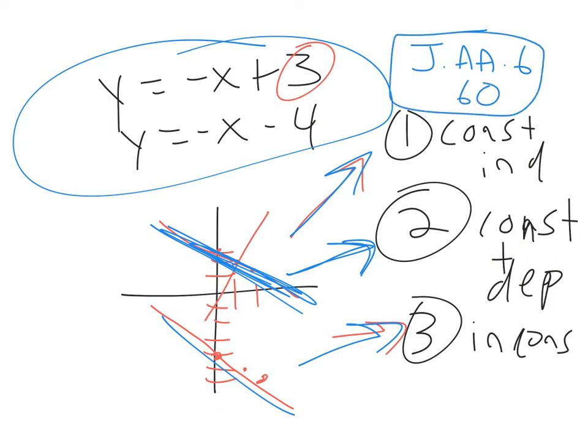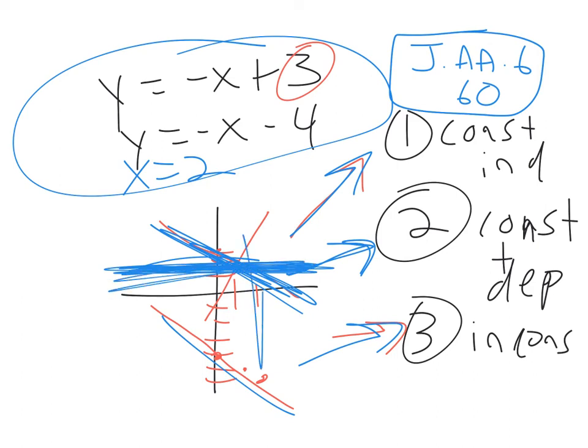If you also have something like x equals 2 as one of your equations, you would just draw a straight line going up and down at 2. I'm sorry, that would be x equals 2, your x, okay, would be there. So try your best with this.